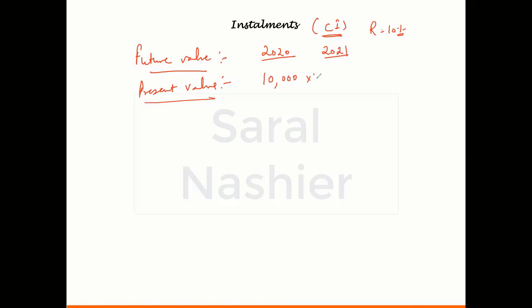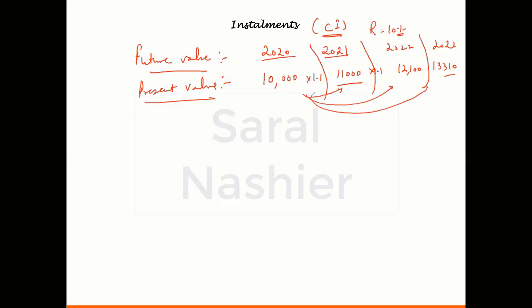You will say 10,000 into 1.1, that is 11,000 rupees. How much would the money become in 2022? You will say this again into 1.1, that is 12,100 rupees. And similarly in 2023 it will become 13,310. So these all are called the future value of 10,000 after 1 year, 2 years, 3 years, and so on and so forth.